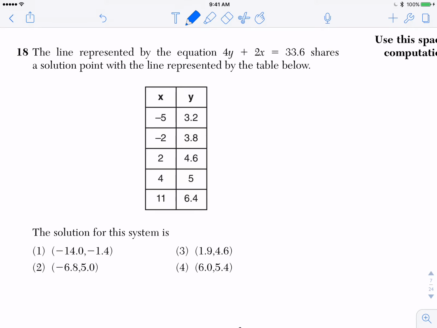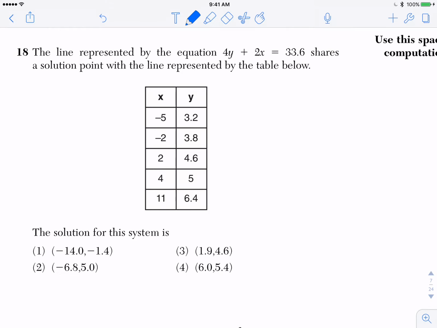Okay, for number 18, we're taking a look at basically a system here. It says we have a line represented by the equation 4y plus 2x equals 33.6. And then we have a different function where we're just simply given the table and then want to know what the solution is. In other words, where do these two lines intersect each other?